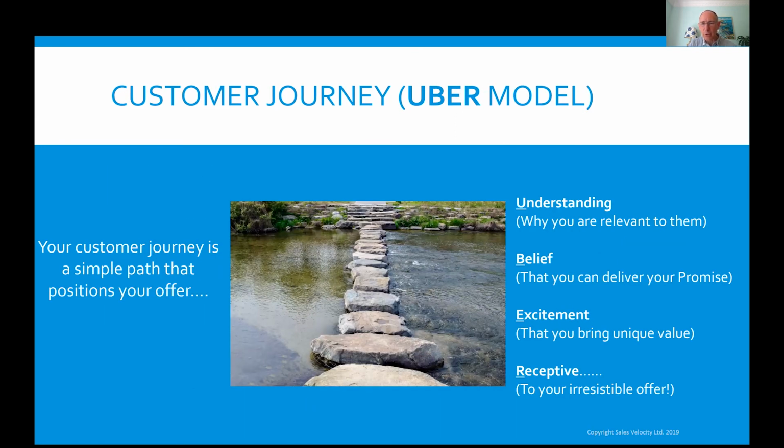In terms of a customer journey, I just want to run through this very quickly. I use something I came up with called the Uber model. A customer journey is a simple path that takes someone from being aware of who you are and what you do to being ready and receptive to your offer. There are 3 or 4 key steps. It's understanding why you are relevant to them, belief that you can deliver your promise, i.e. help them get the outcome they want, and excitement that you bring unique value. That's really important, because this is how you differentiate yourself: the unique value, your unique approach, or even your unique perspective on how someone gets the outcome they want.